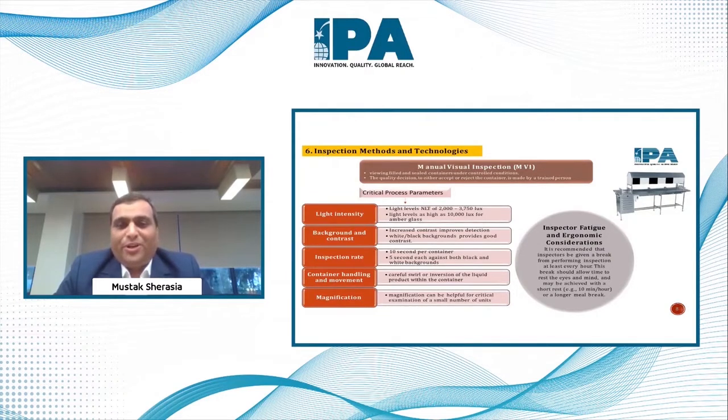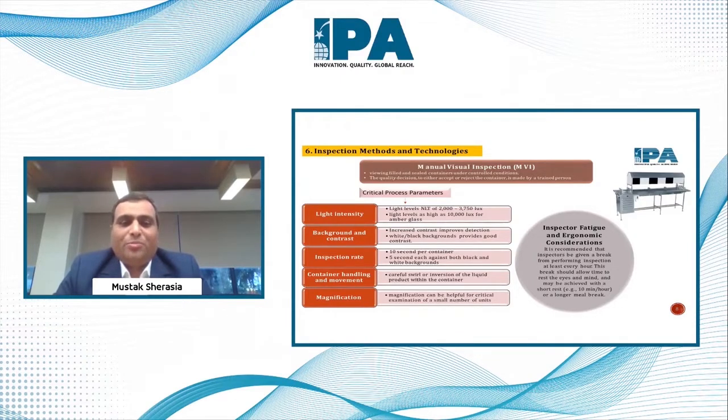There are three different inspection processes that are followed. First is the manual inspection process, second is semi-automatic, and third is the automatic inspection process. We will touch upon all three in the coming slides. The manual inspection process is widely used in the industry as of now.